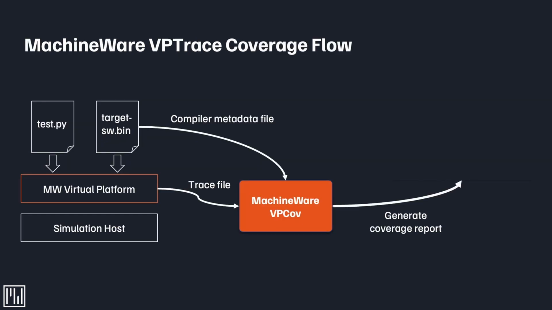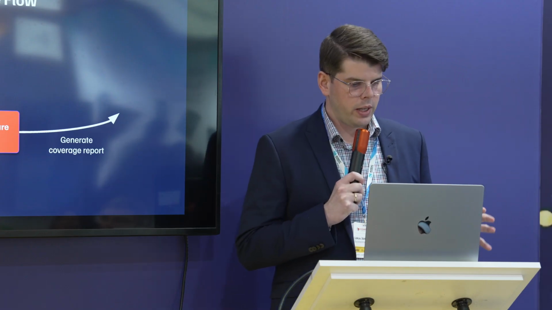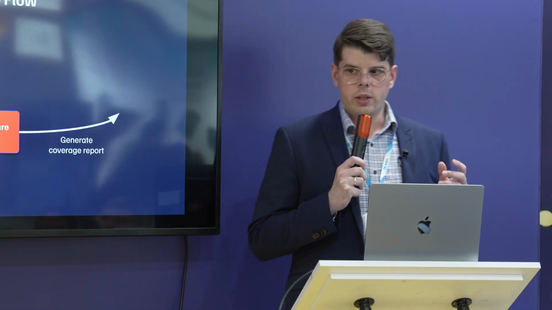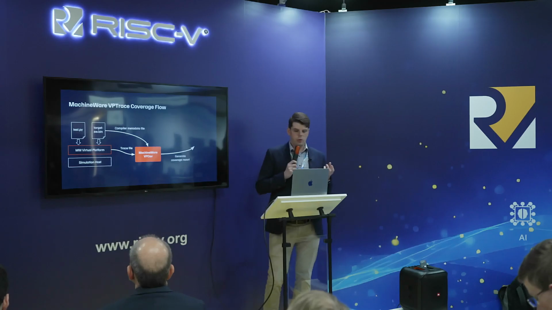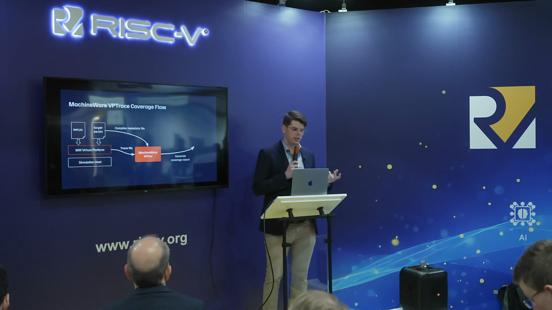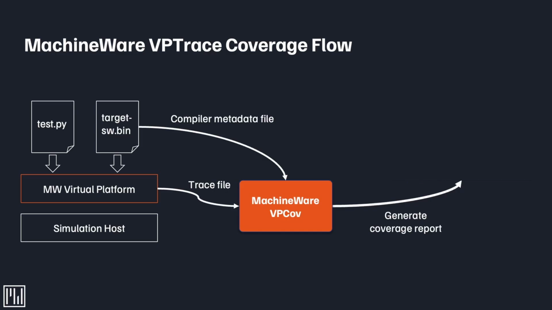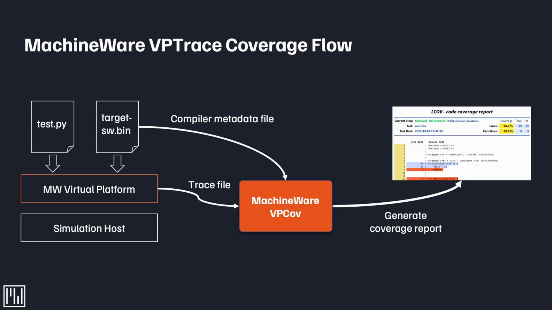So how do we do code coverage analysis using MachineWare tools? Basically, we use a virtual platform, a simulator, that's depicted there on the left. And we have two things that we pass to the simulator. On the one hand, of course, it's the target software that we want to analyze. And on the other hand, it's a script, a test that instruments the simulator and defines the test case. Then we execute the simulator with our software and our test case, and from this we get a trace file. This trace file we feed to a tool that is called VPCov, and this tool can then generate the coverage report from that trace file. And in the end you get a nice looking coverage report.